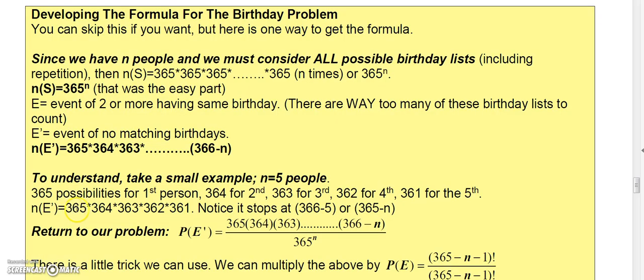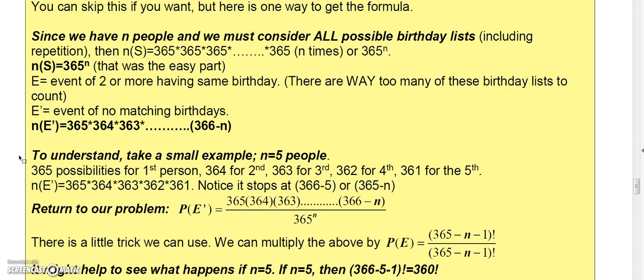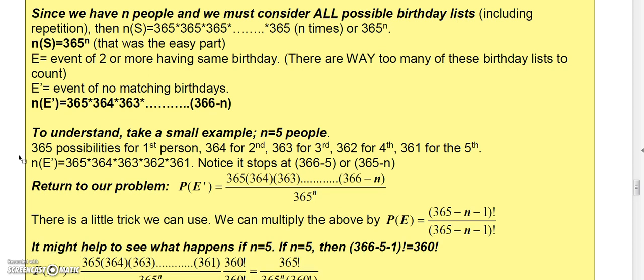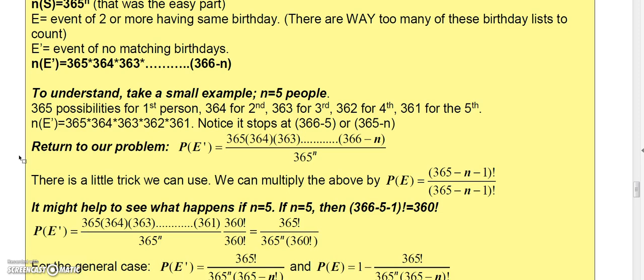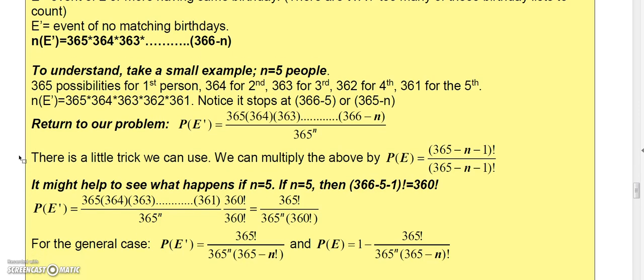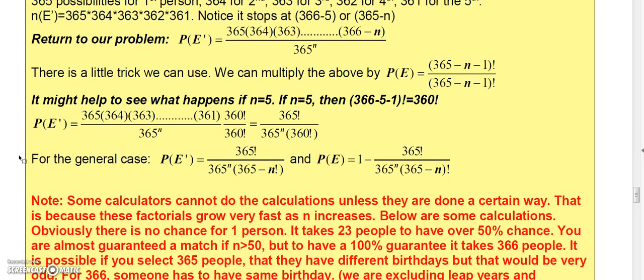I'm just going to slowly scroll through developing the formula for the birthday problem, and there's more than one way to develop this formula, so the method I use here is not actually the method the guy used in the video, but again, you don't really need to know this. This is what I would call higher math, but anyway, you can see that I calculated the formula down here.